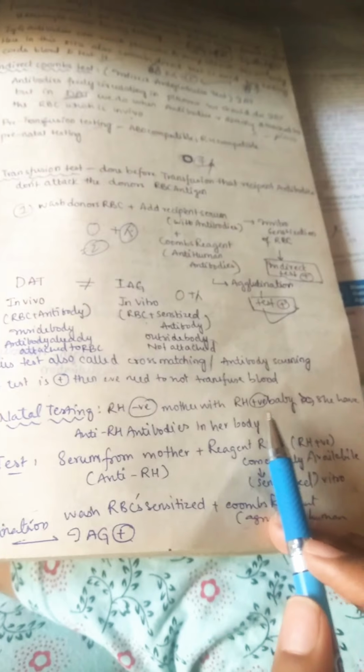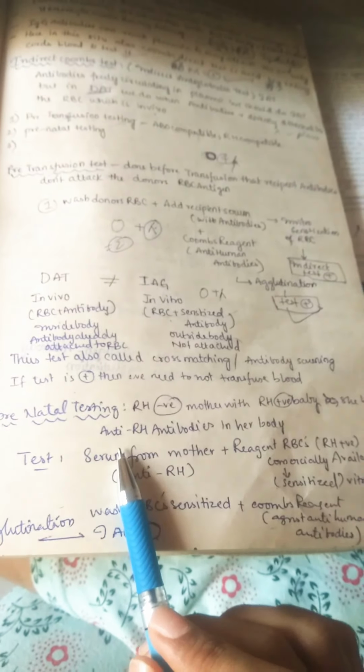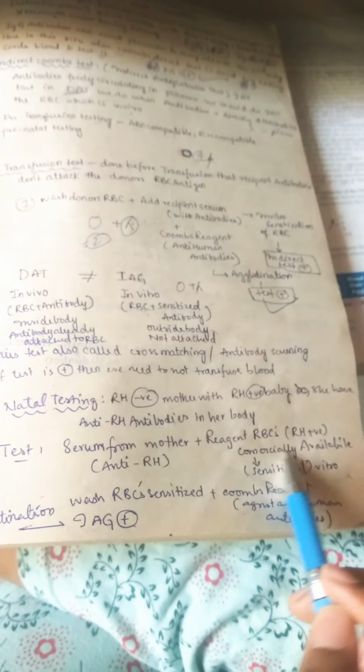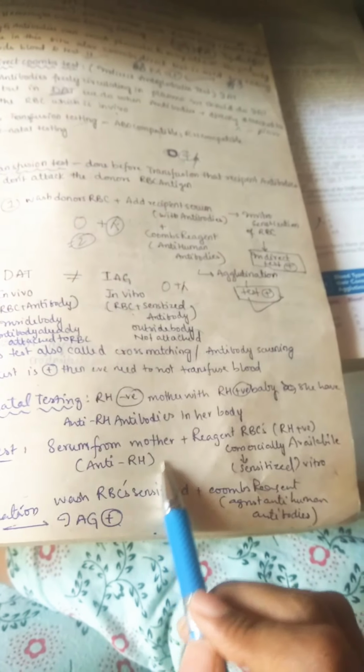For example, here we already know about Erythroblastosis Fetalis, an Rh negative mother with an Rh positive baby, so she has anti-Rh antibodies in her body. The test uses serum from the mother along with reagent RBC that is Rh positive. This is anti-Rh, commercially available, sensitized in vitro. So here we take the reagent Rh positive cells.